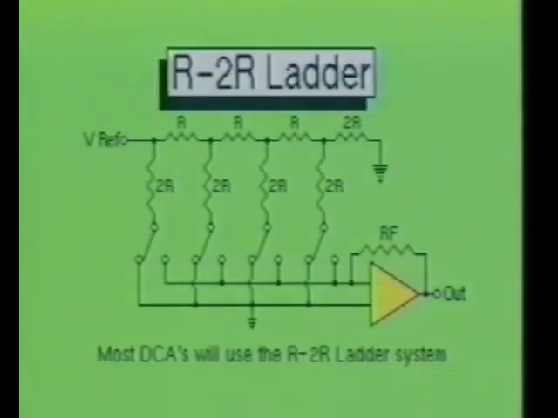Here you see the R2R ladder configuration. It derives its name from the fact that the ladder consists of only 2 resistive values. These are the basic resistive value and a value of twice that amount. Most commercial digital to analog converter circuits will use the R2R ladder technique.